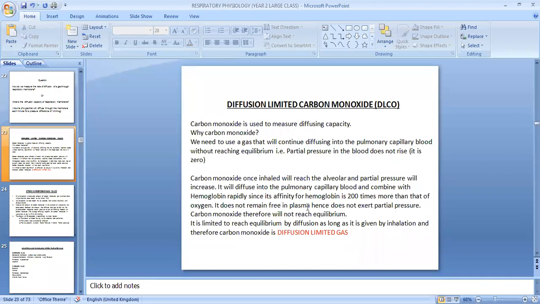But the minute they are bound, they do not exert partial pressure in liquids. Carbon monoxide does not remain free because of this high affinity of hemoglobin towards it. It will bind very quickly, and hence it does not exert partial pressure. Therefore, carbon monoxide will not reach equilibrium at any given time.